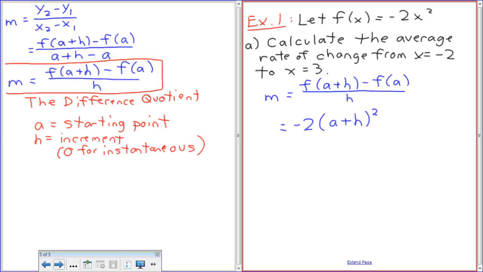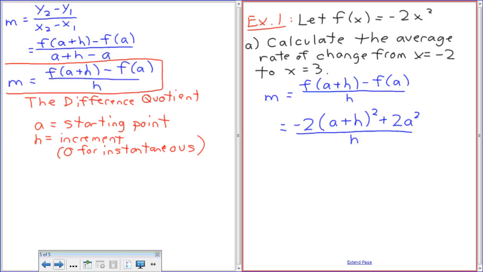All right, Austin, what's f of a going to equal, please? Yeah, I'm going to change it to a plus, because it was negative 2, negative, so it should be a plus, all over h.